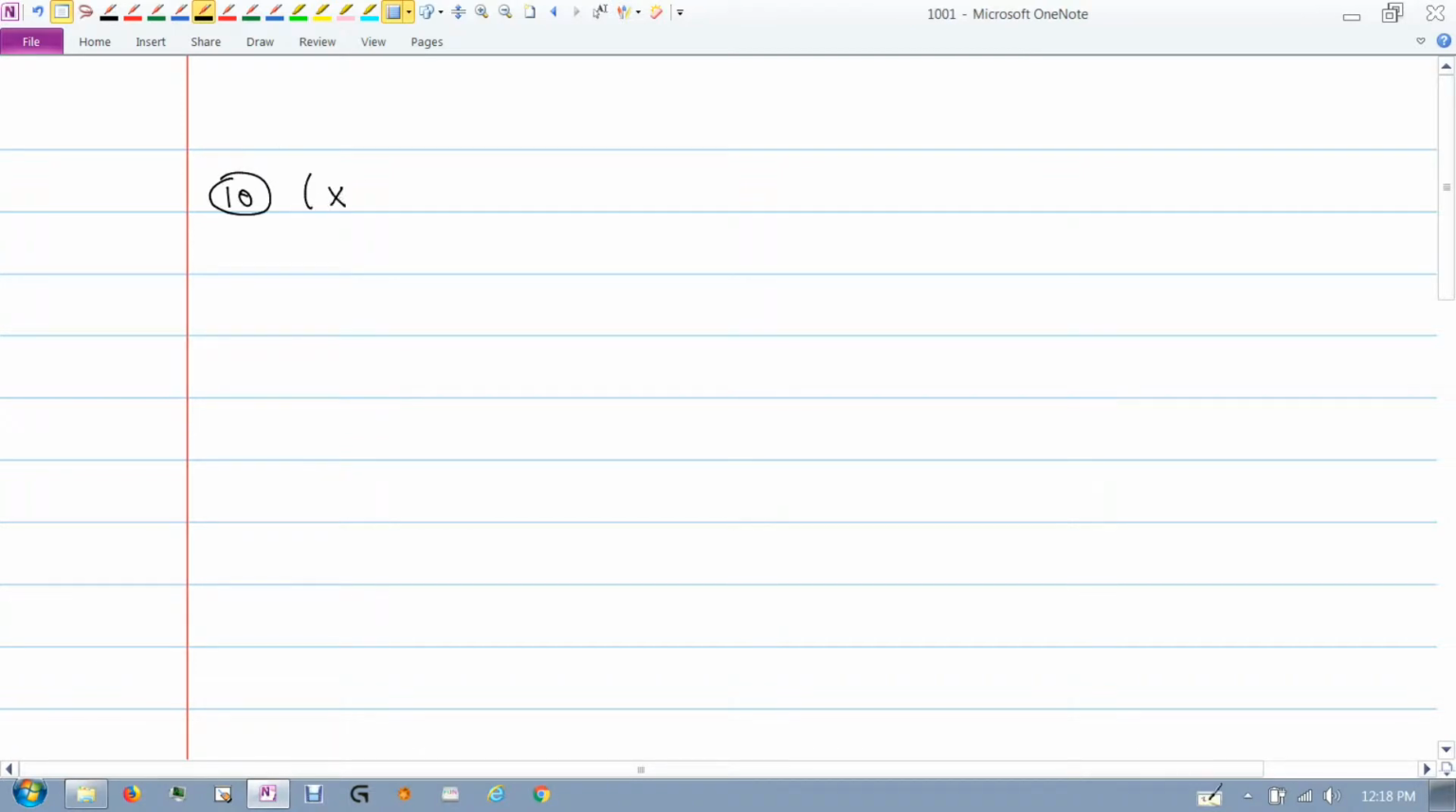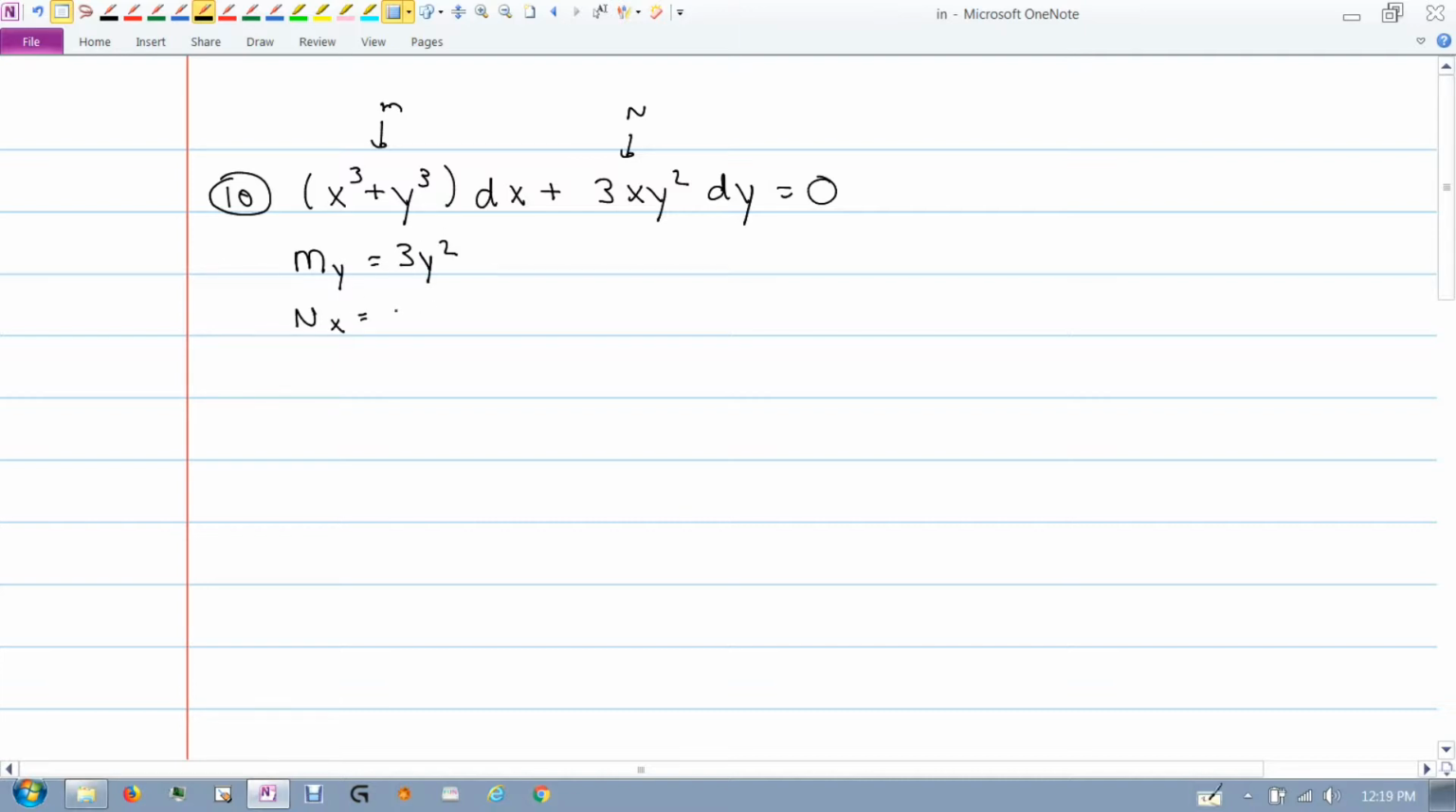x cubed plus y cubed dx plus 3xy squared dy equals 0. So here's our M, here's our N, and the partial of M with respect to y is 3y squared. Partial of N with respect to x is 3y squared. Yes, checks out. So partial of f with respect to x has to be x cubed plus y cubed.